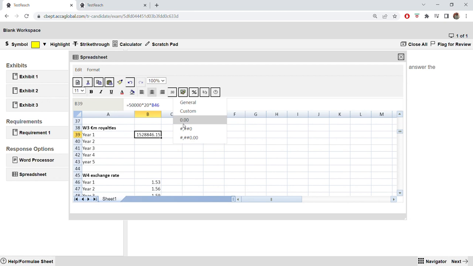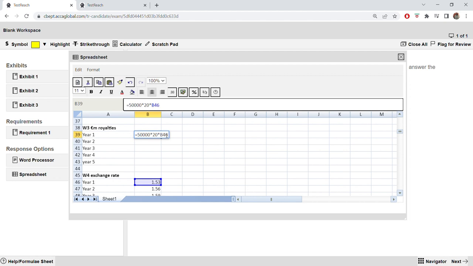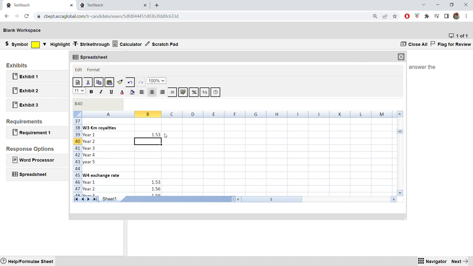But there is one thing. What needs to be done? We didn't divide it by 1 million, because I told you we are dropping down the million. So divide, put a bracket. It's always safe to put a bracket. Bracket here, and 6 zeros. Enter. Now you see. So we are going to drag it to the other cell. No, it didn't work. It didn't work because they are just taking the exchange rate.